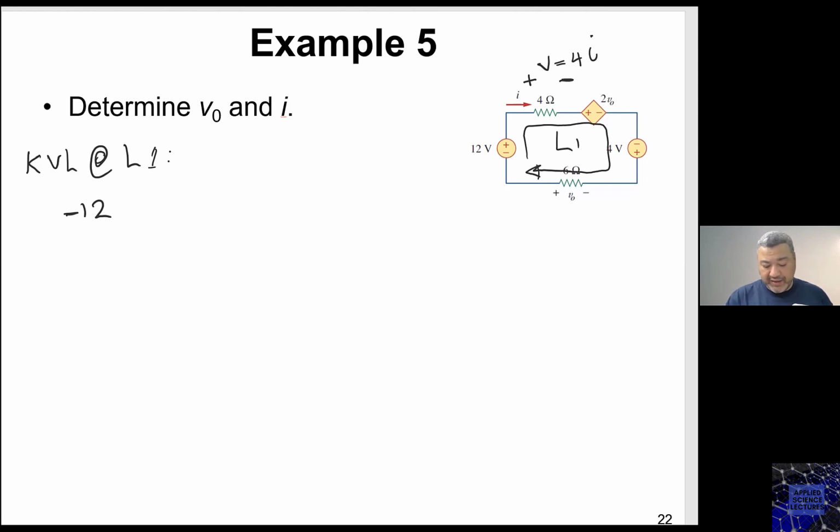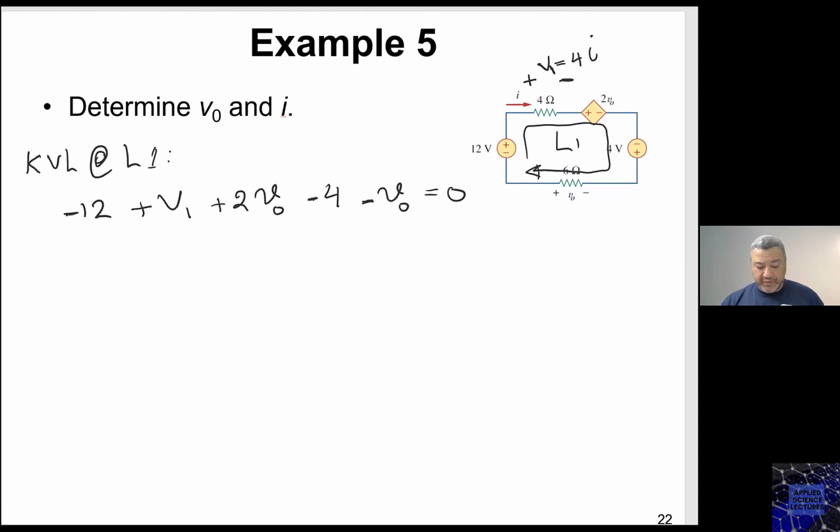So in this case, I will write, if I say this one is V1, let's give it V1, then minus 12, entering the positive, so plus V1, entering the positive, plus 2 V naught, entering the negative, minus 4, entering the negative, minus V naught equals 0. So this is the KVL equation I got out of my circuit.